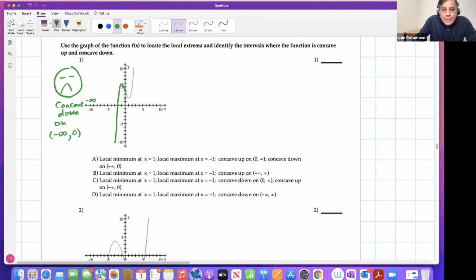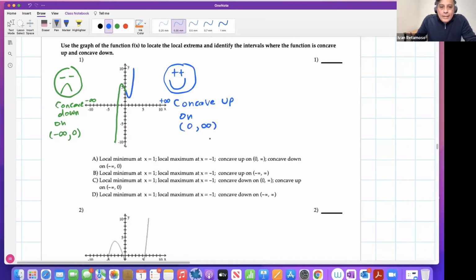Now, if you continue walking from left to right along the curve, what does this resemble? It resembles the mouth of a happy face. So we're dealing with concave up. And where? From 0, which is here at the origin, all the way up to positive infinity. From 0 to infinity. But in addition to that, they want us to identify these special points, the relative maximum and relative minimum.